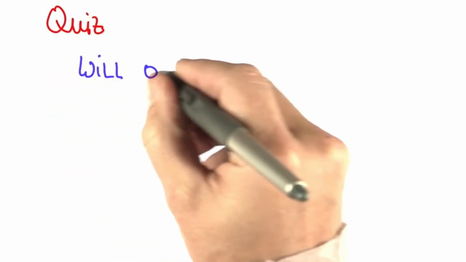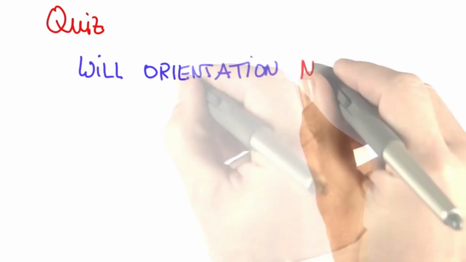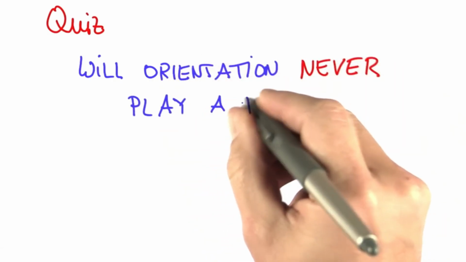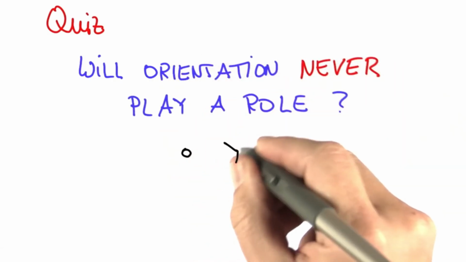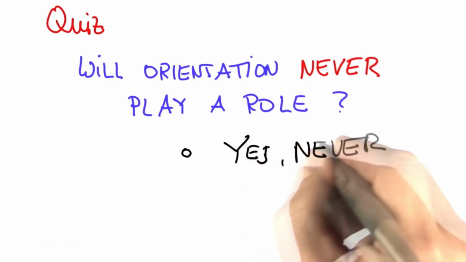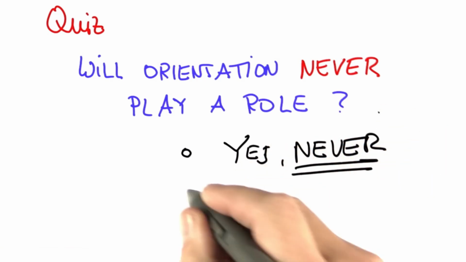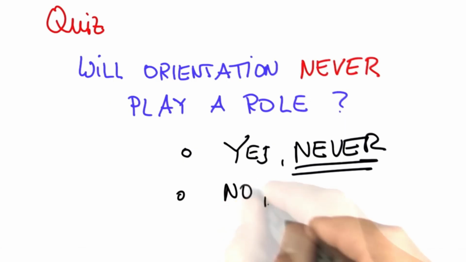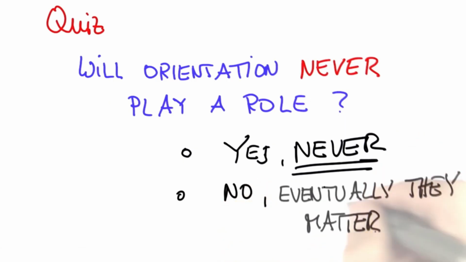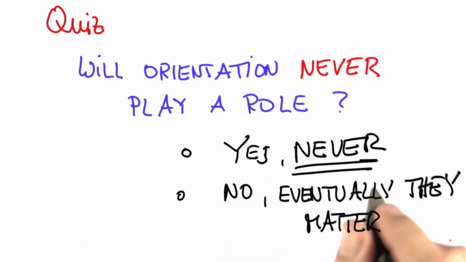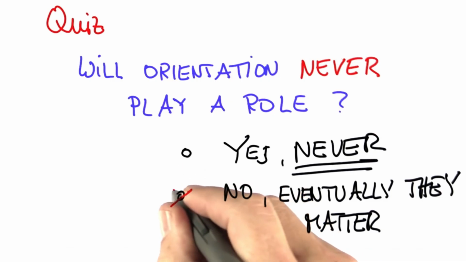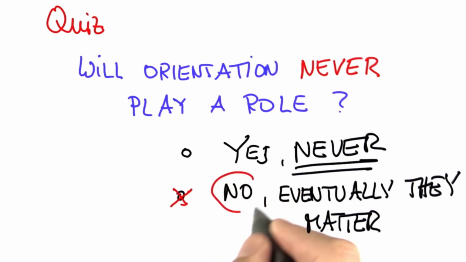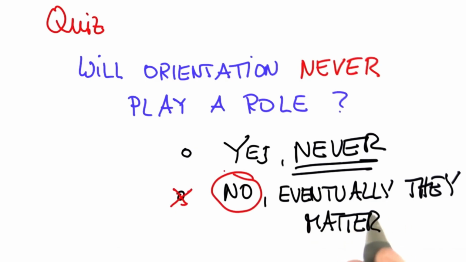Here's a quiz. Will orientation, or heading, never play a role? And the answers are yes, never. So we always get a random set of orientations. Or no, eventually they matter. And the correct answer is, of course they will eventually matter. So no is the correct answer. And let me show this to you.